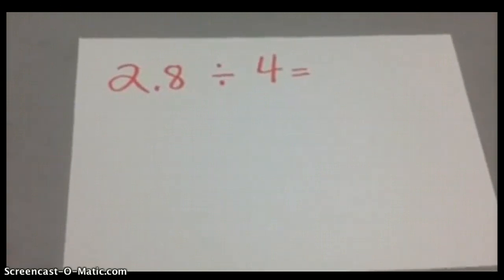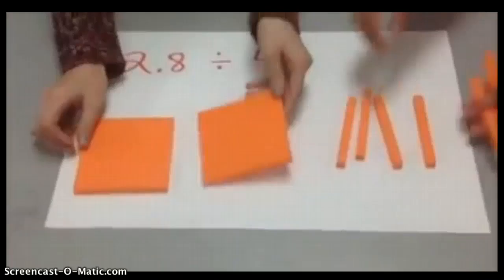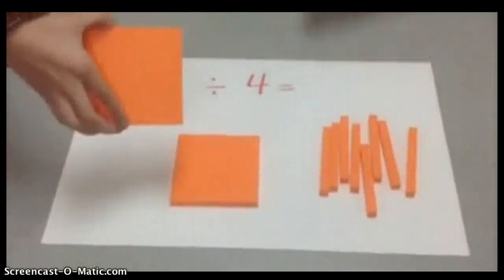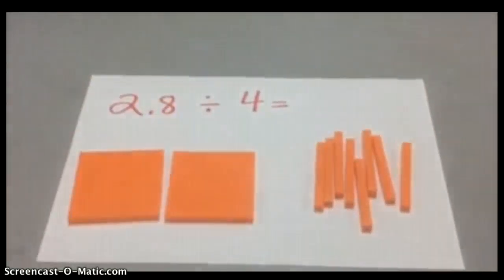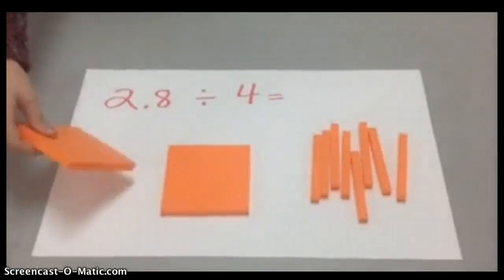Today we're going to divide 2 and 8/10 by 4. You'll first lay out your base 10 blocks. We have 2 flats and 8/10. This rod is a tenth, and this flat represents 1 whole, or it is equal to 10/10. We want to divide into equal groups of 4 using tenths, but we can't because we can't break this flat.